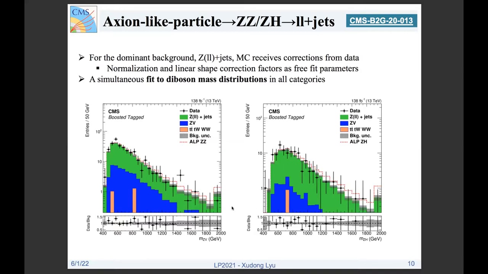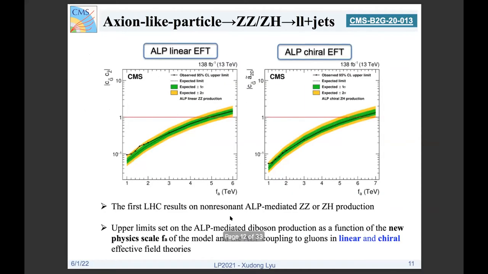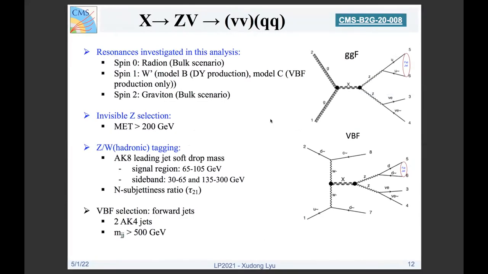The dominant backgrounds are the Z plus jets. And the estimation is received from corrections from the data to correct the normalization and the shapes. As for the result, no axion is observed. This slide gives the upper limit on the new physics scale fA, and the y-axis is the ALP coupling to the gluon, in the linear and the chiral EFT. The next one is the Lorentz decay to Z, and V, Z decays to neutrinos and V decays hadronically.